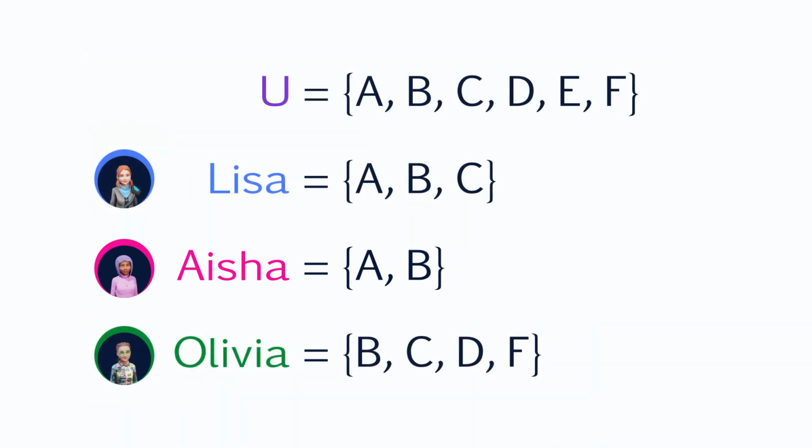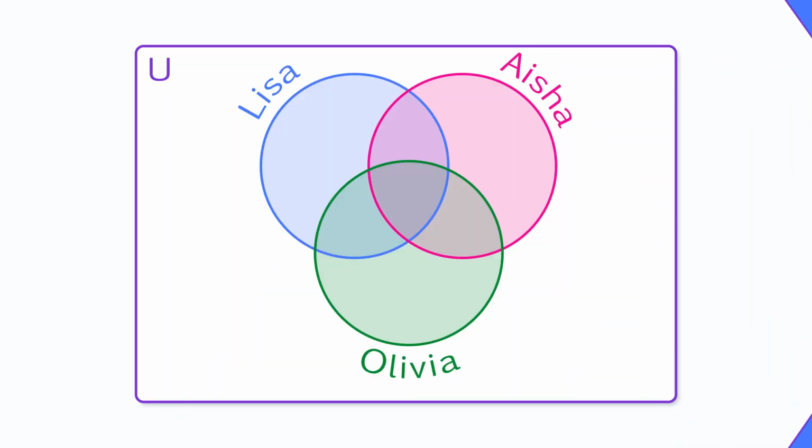All three sets share common elements in some way. Let's find out how by constructing a Venn diagram. This is your starting point. The universal set is represented by the rectangle, and the three subsets are each represented by one circle.